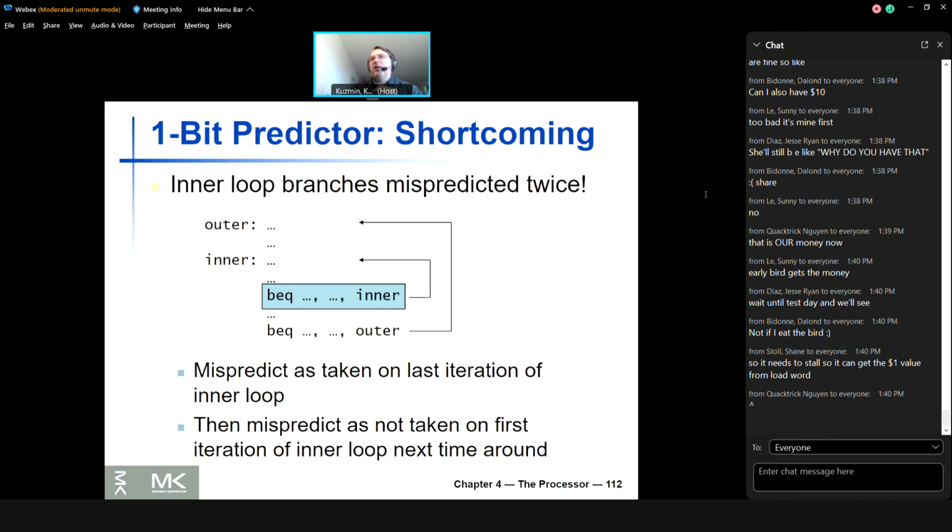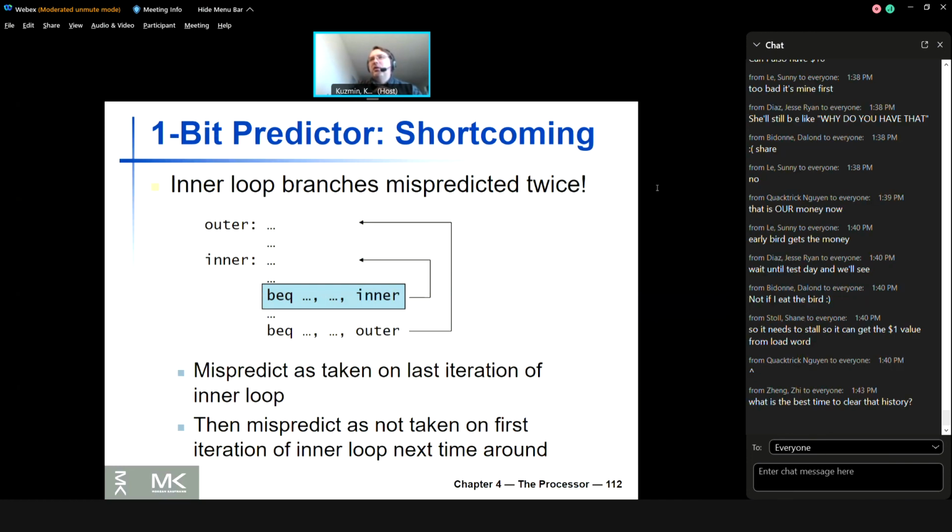All right, what is the best time to clear that history? It's not a trivial question. The best time would be when at least some of the counters are already saturated. But when you clear the history, you get rid of all the history. Typically, you clear the history for all branch instructions, so you kind of start from fresh. So it's not an easy optimization question. That would be my short answer.